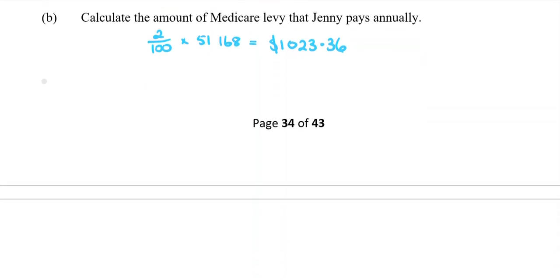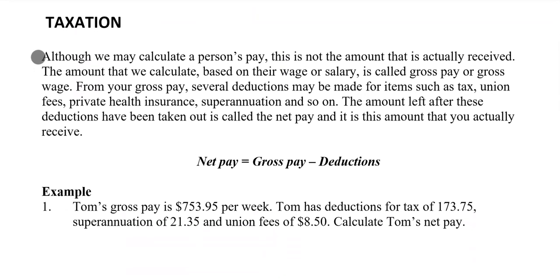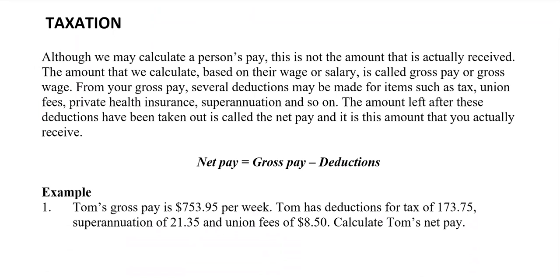So once you work out things like Medicare levy, we want to now come to the next deduction in pay, which is tax. Although we may calculate a person's pay, it is not the amount that they receive each week. The amount that we calculate is based on their wage or salary. That is called their gross pay or gross wage. From this total pay, deductions can be made, such as tax, union fees, private health insurance, superannuation, and so on. The amount left after all these deductions have been taken out is called your net pay, and this is the amount that you actually receive.